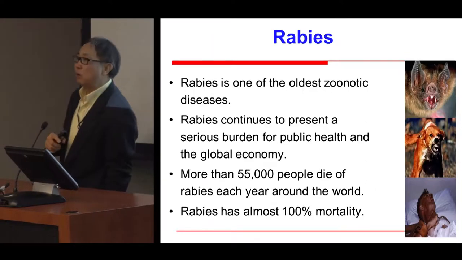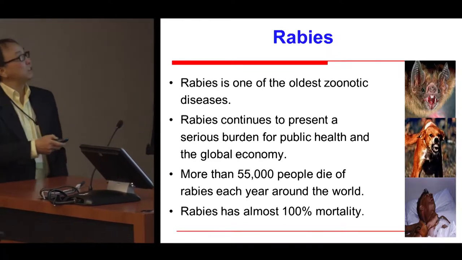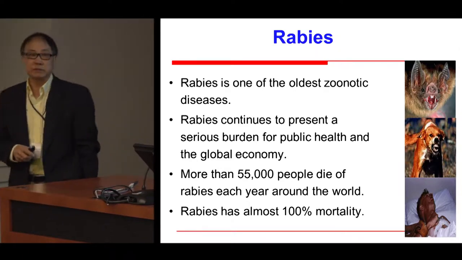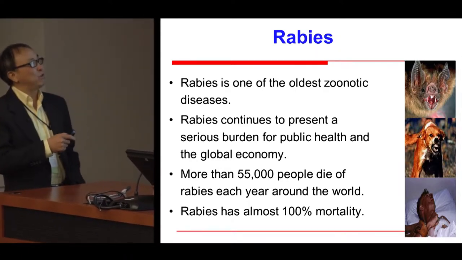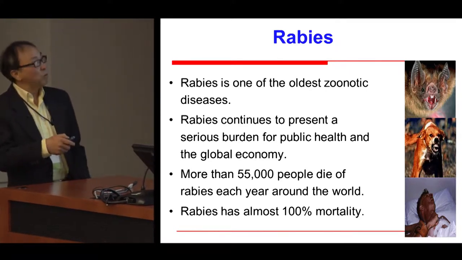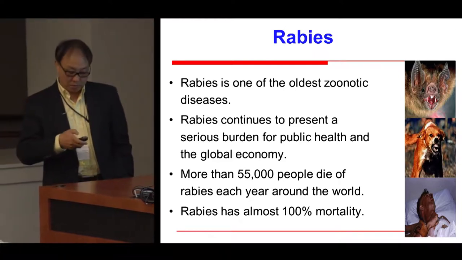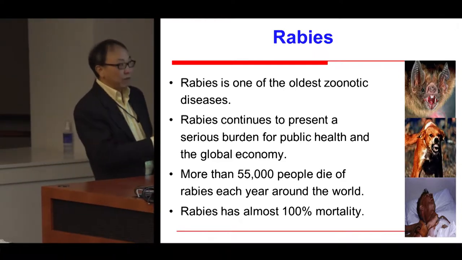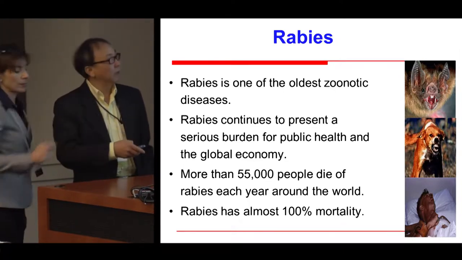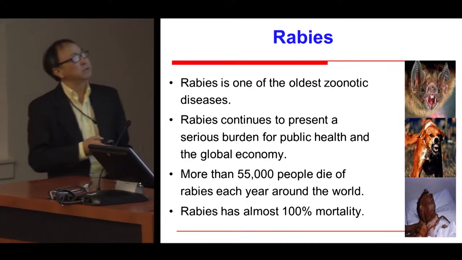I guess there's no need for more introduction. Just mentioning, rabies is definitely one of the oldest zoonotic diseases, with almost 4,000 to 5,000 years of history. Unfortunately, it's still with us today, and it presents public health and economic problems. More than 50,000 people die of rabies each year. And again, it's almost 100% lethal.